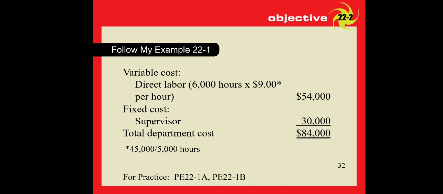For the direct labor, how can you get the $9 per hour? $9 per hour is $45,000 divided by 5,000 hours. You can refer to the question in the previous slide.